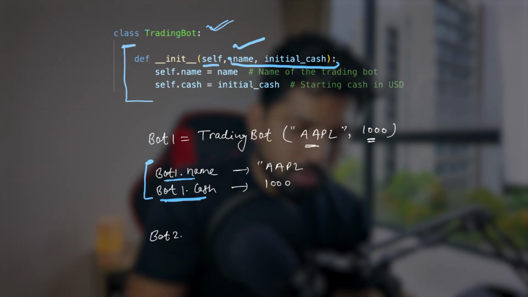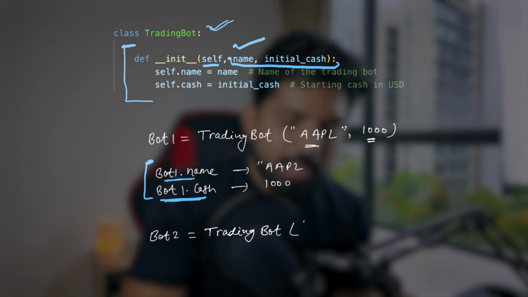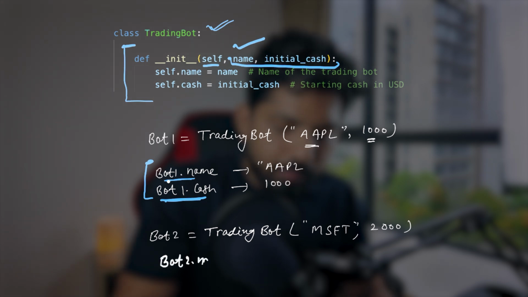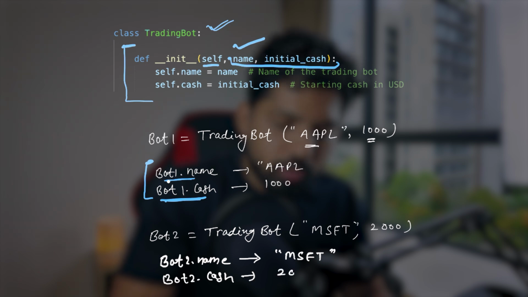and what I'll do, let me remove this dot, not required here. And I'll write a trading bot, and here I can give, let's say, Microsoft, MSFT, and initial cache is 2000. So now if I want to access this name variable, what I have to write? I have to write bot2.name, and it will give me an output of MSFT. Correct? Similarly, for bot2.cache, it will give me 2000.